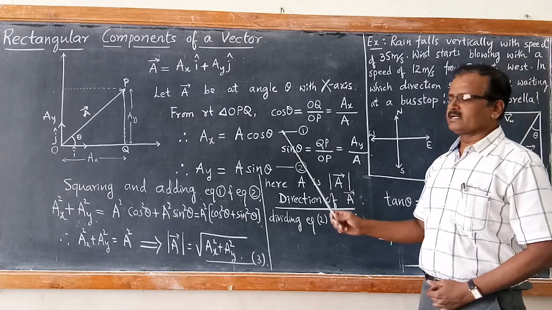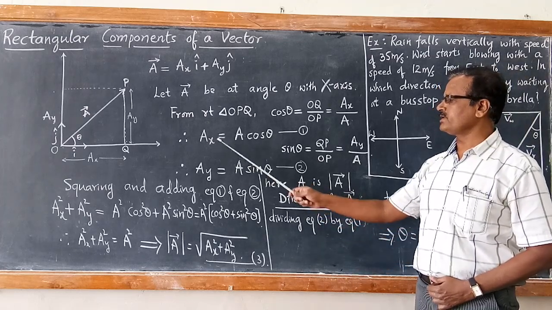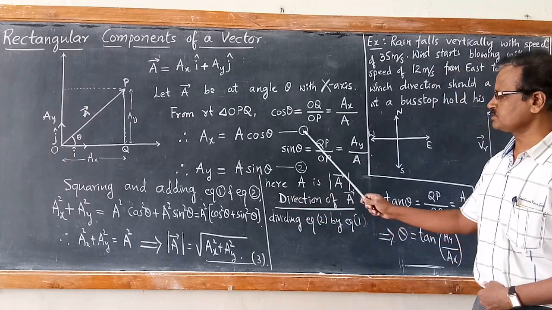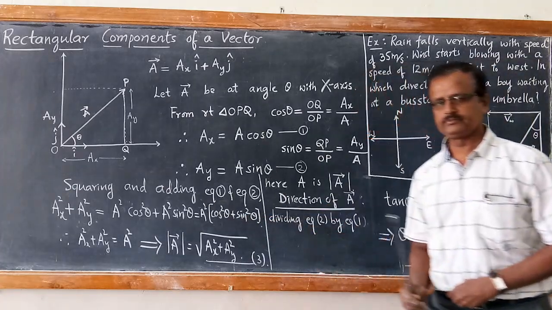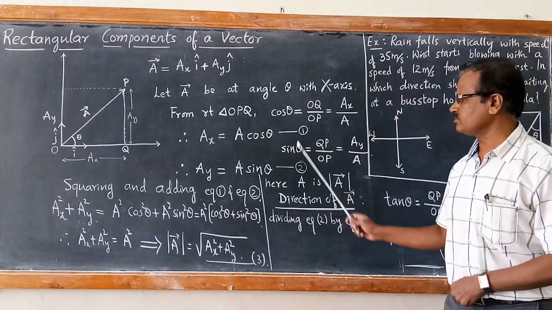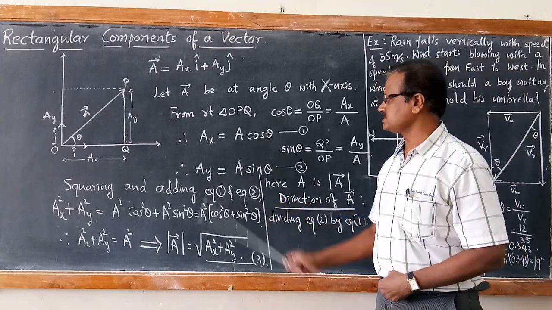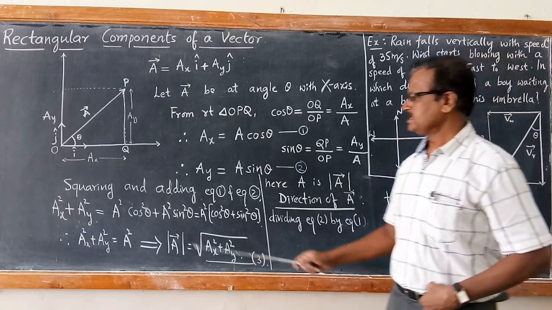Now let us find the relation between the magnitude of A and the x component of A and y component of A. How to find out? Let us see these equations 1 and 2. Squaring and adding equations 1 and 2, squaring and adding left hand side with left hand side, and right hand side with right hand side.